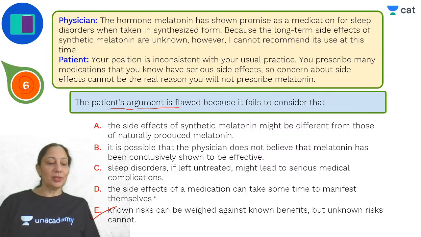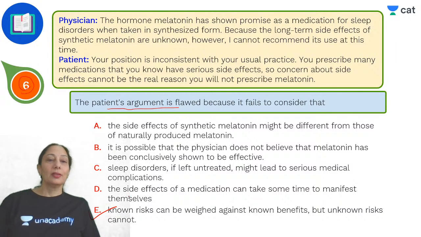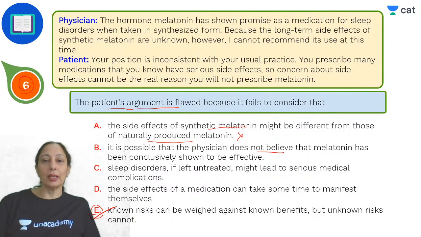So what he is trying to say is to consider the key difference between known risks and unknown risks. He's saying that this could be the reason that he would have understood the doctor's position. So therefore the answer is only E, and there is only one answer. You cannot mark any other. This is comparing natural side effects of synthetic melatonin to naturally produced melatonin. It cannot be the answer. It is possible that the physician does not believe. It's not that he does not believe. He believes what he is saying.